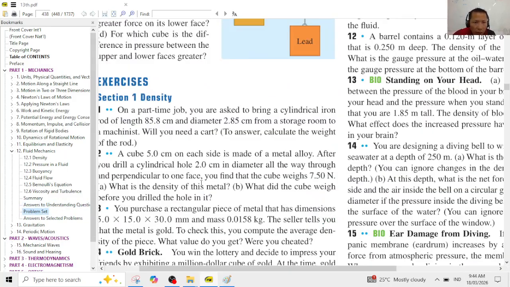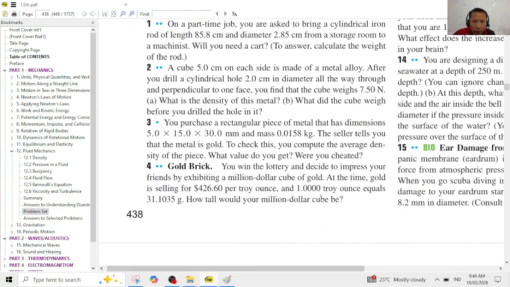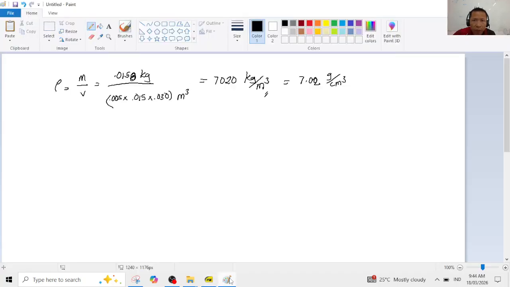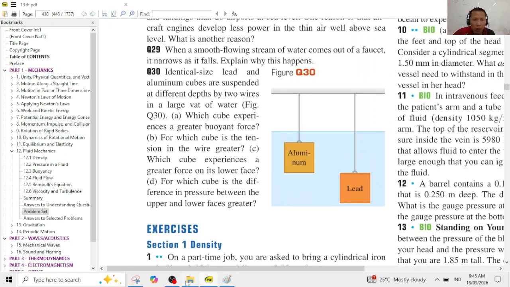So the answer to the second question, what value do you get? That's 7.02 times 10 to the 3 kilogram per cubic meter. Gold should be 19. So therefore, the answer is yes. You are being cheated. That is not gold. Okay, so that's problem 3. I think we have to cut.